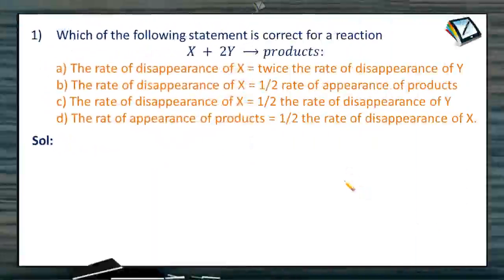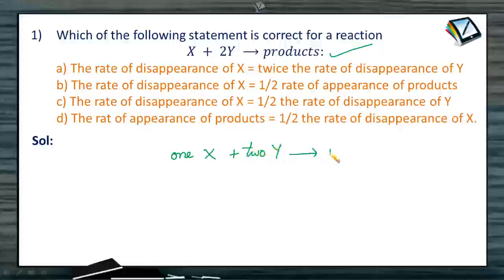Which of the following statements is correct for the given reaction X plus 2Y gives rise to products? It's very clearly given in the equation that 1 mole of X is combining with 2 moles of Y in order to form the products. Now as specific products are not given, no need to compare the rate of appearance of product with any of the reactant. So definitely no need to think about option D and option B.